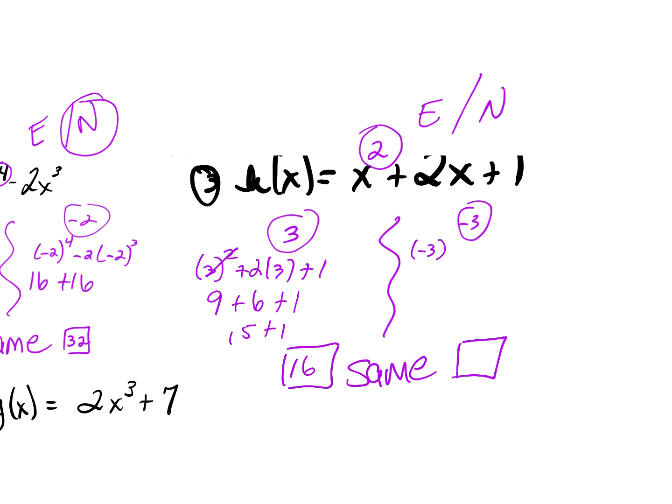So negative 3 squared plus 2 times negative 3 plus 1. What's negative 3 squared? 9. 9 minus 6 plus 1, right? Agreed? Yes. What's 9 minus 6? 3. And 3 plus 1 is? 4. Are those two numbers the same? No. My function is neither. Does this make sense? Yes.